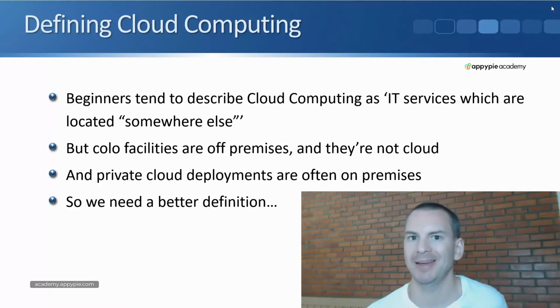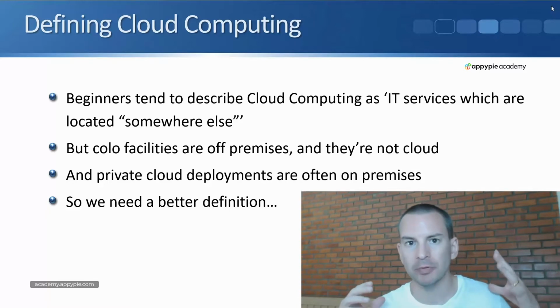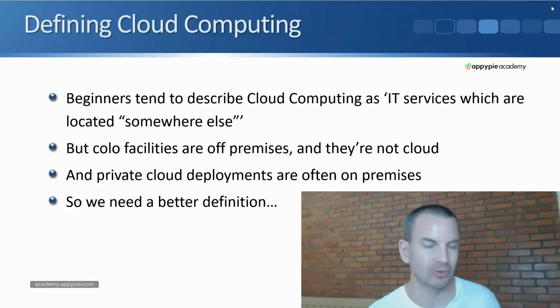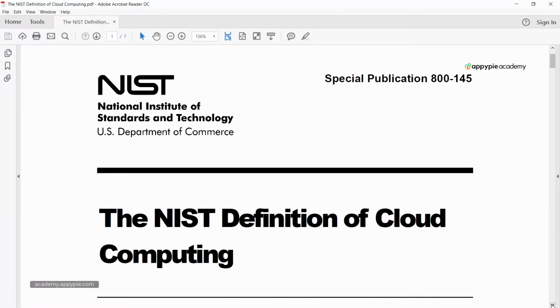So, okay, what is the correct definition then? Well, thankfully, there is actually a nailed down de facto definition of what cloud computing is, and it comes from the NIST. So let's have a look at that PDF now. So this is it. It's the NIST definition of cloud computing, and NIST stands for the National Institute of Standards and Technology, which is based in the US. It's only 7 pages long. Actually, the first 5 pages is basically a preamble.